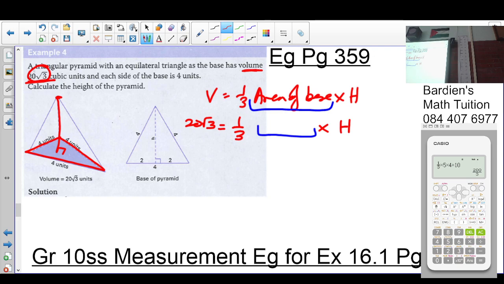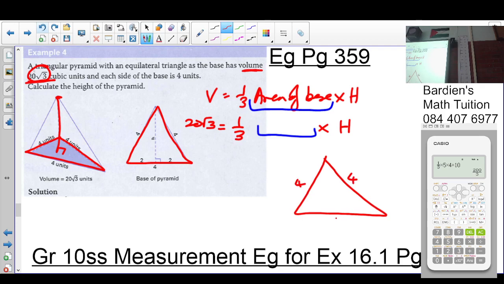Okay. But anyway, people, the base here is an equilateral triangle. So this length here is 4, 4, 4. What they did was lay it out like this. There's your equilateral triangle, 4, 4, 4. Drop this. Remember to calculate the area of a triangle, it's half base times perpendicular height. So your base here is going to be 4. The perpendicular height is what I'm interested in.